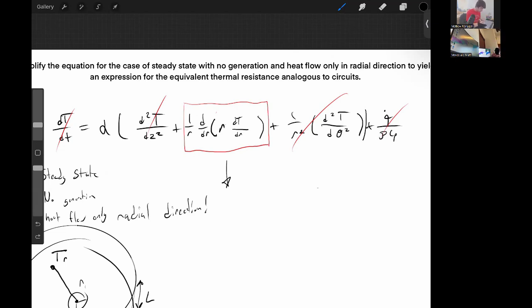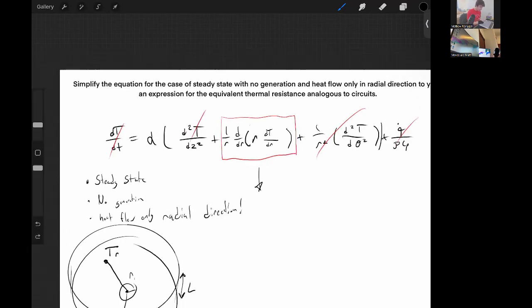I drew this correctly, and I have all these crosses here because this is just kind of the assumptions and what we've been told. Steady state means that we have no accumulation, we have no generation in the system, and we only have heat flow in the radial direction. We don't have any heat flows for the Z or arc length.